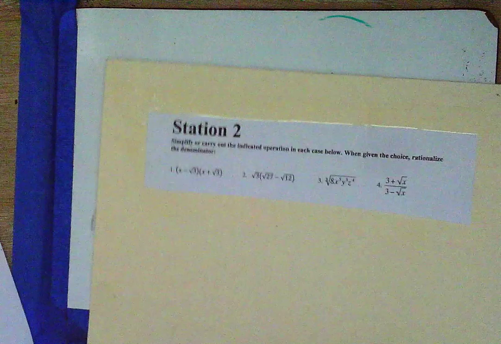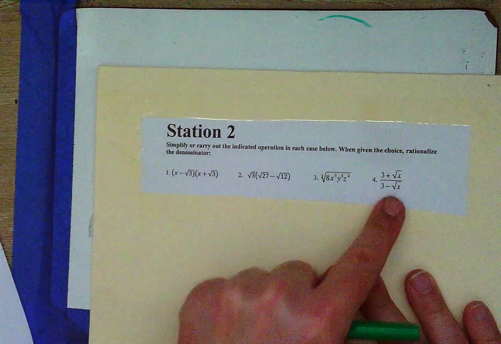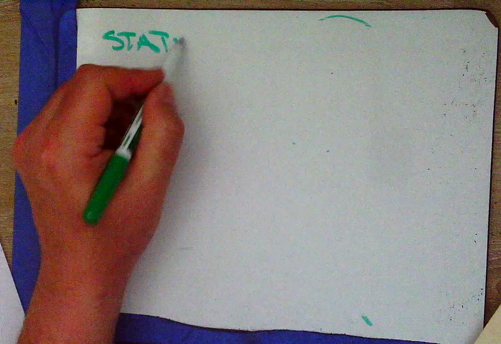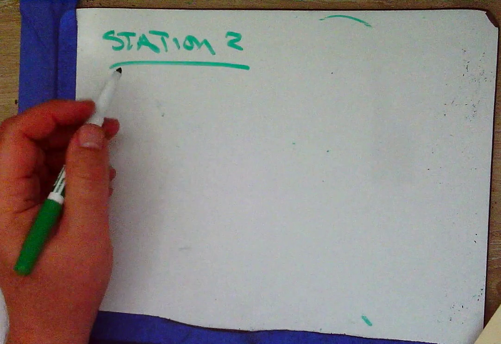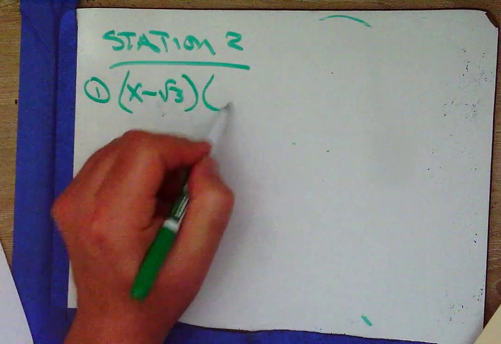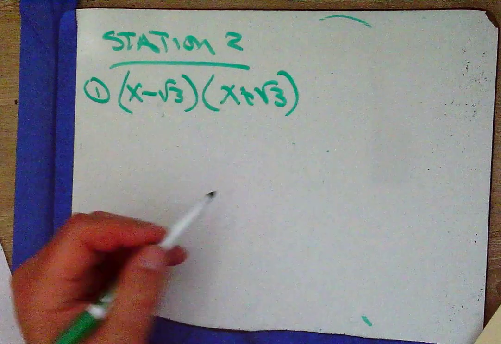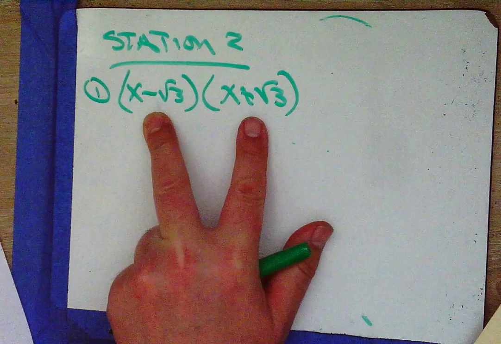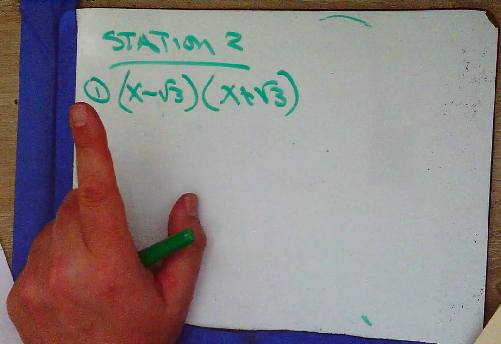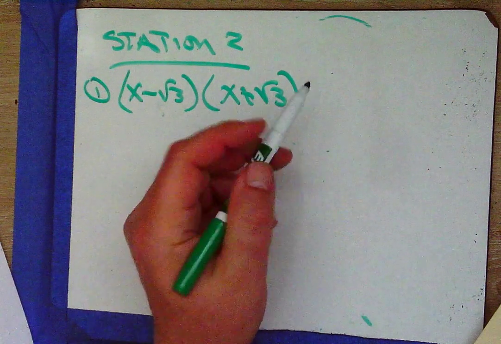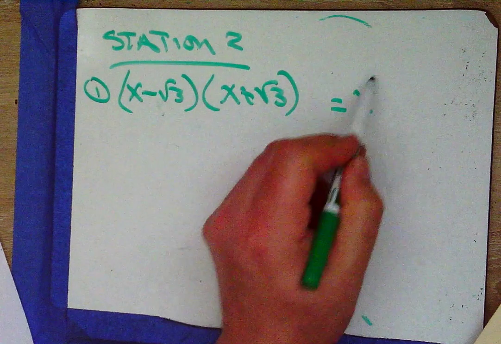All right, station 2. Station 2 looks like it's all about working with radicals. And so let's remind ourselves about working with radicals. So the first problem, x minus root 3 times x plus root 3. Well, ideally, I recognize that this is a difference of squares, and a difference of squares always works out to be this one squared minus this one squared. And so if I know that pattern, I can just write x squared minus 3.